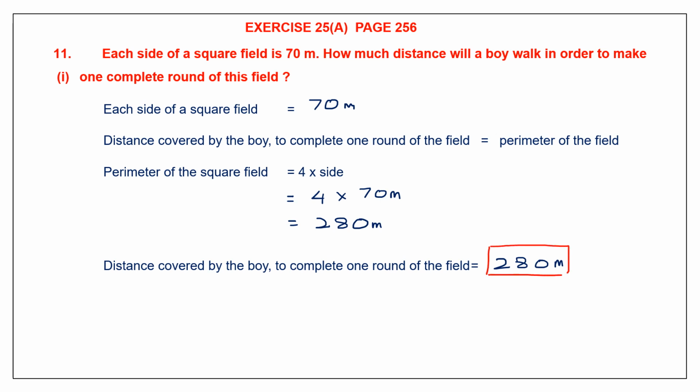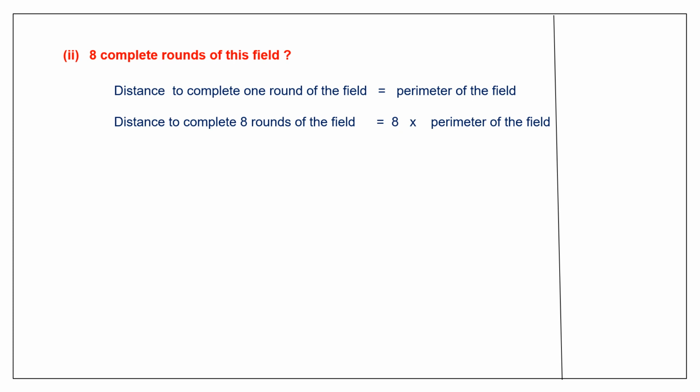So now we'll move on to the next question. Question 2. Now we need to find the distance covered by the boy to complete 8 rounds of this field. So distance to complete one round of the field is the perimeter of the field, isn't it? So distance to complete 8 rounds will be 8 into perimeter. So 8 into perimeter we found out to be 280 meters.